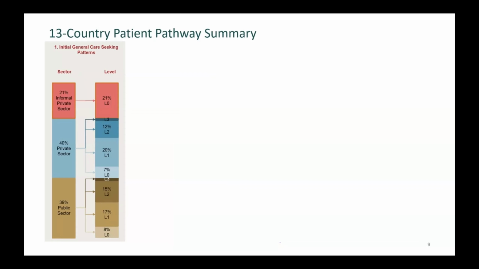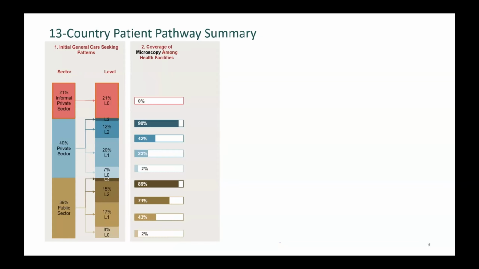L1 is more of our primary health care service availability level. L2, we're starting to get to maybe the district hospital type of level. And L3 is the more advanced tertiary care level.